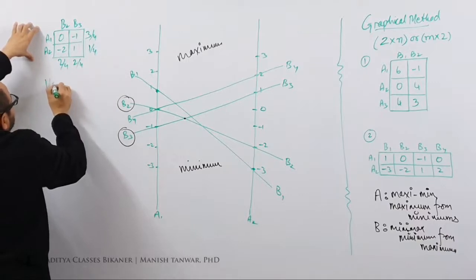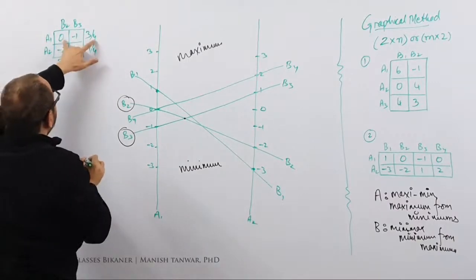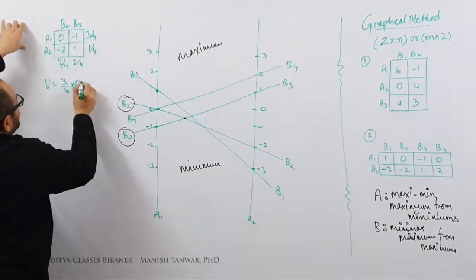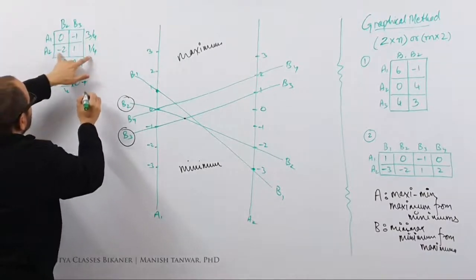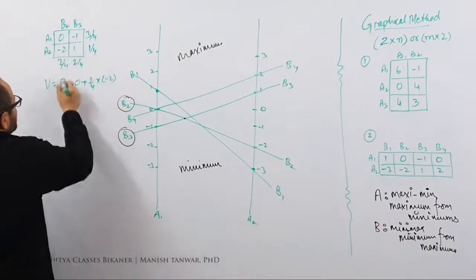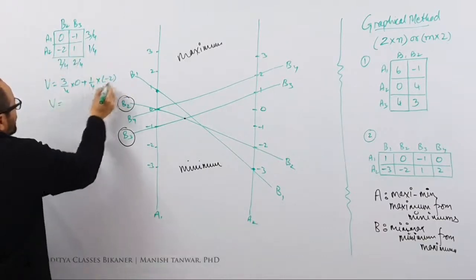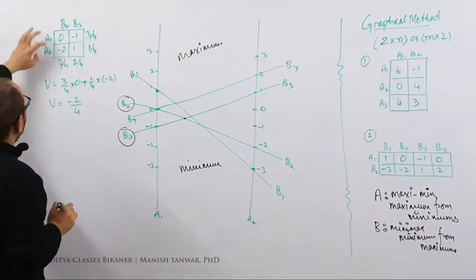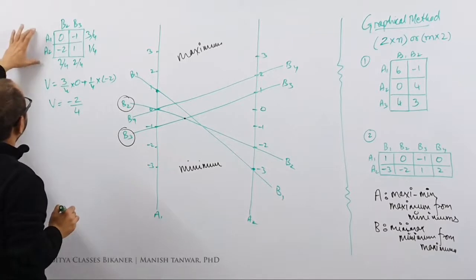Value of game, we can take this combination: 3/4 multiplied by 0 plus 1/4 multiplied by -2. So this is 0. I get value as -2/4.